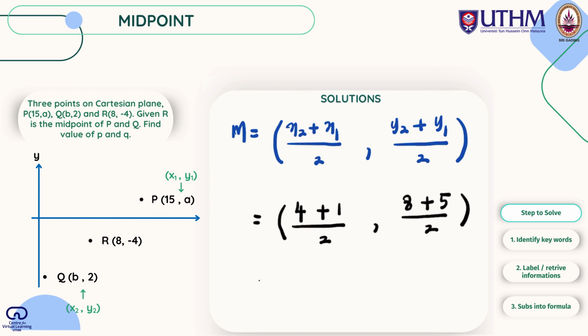Based on the values, we do direct calculation. The first value is your x, 5 over 2. And the second value is your y, 13 over 2. So this is the coordinate of the midpoint.